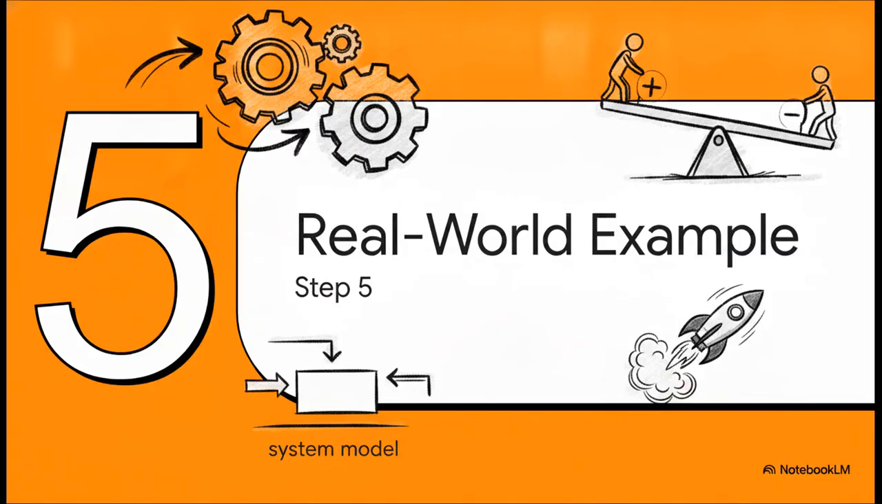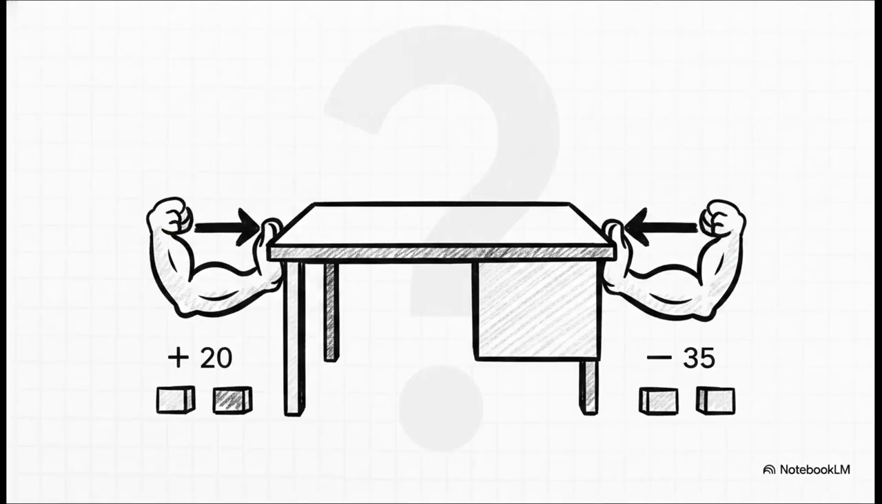Let's put this into practice. Part 5, a real-world worked example. Let's apply our combined toolkit to a real-world scenario. Okay, imagine this system. A heavy desk is our isolated object. We have 2 interactions happening. Student A is pushing to the right with 20 units of force. Maybe they skipped breakfast today. That's a positive 20. Student B is pushing to the left with 35 units of force. Because it's to the left, we assign it a negative value, making it minus 35.